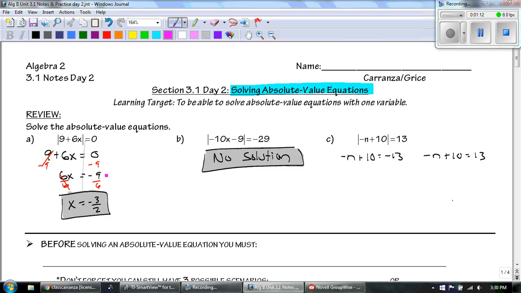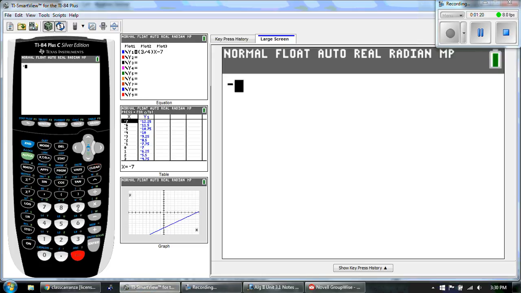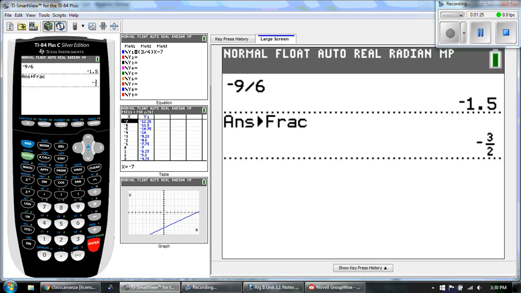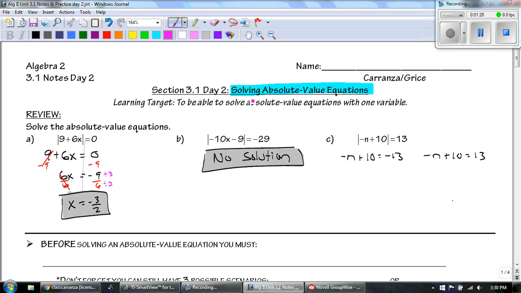Okay, now if you don't know what the least common multiple is, or the greatest common factor to divide it, guys, use your calculator and then switch it to a fraction. Okay. B, I know it was no solution right away because it equals a negative 29. In C, it equaled a positive, so when it equaled a positive, we had two solutions. When it equaled 0, we have 1, and if it equaled the negative, it was no solution.